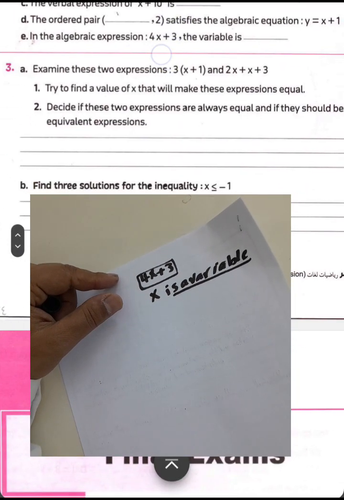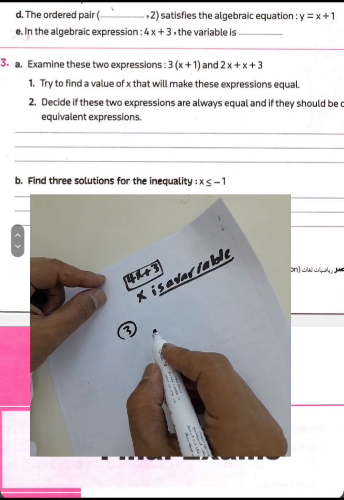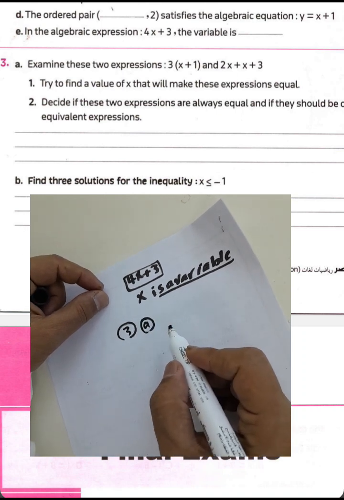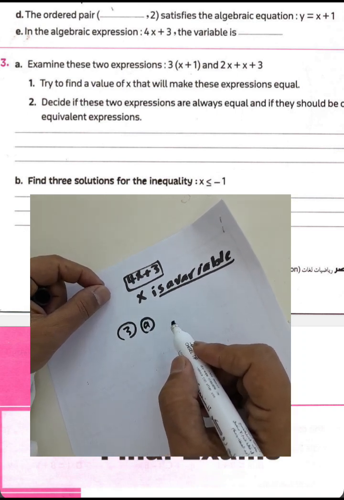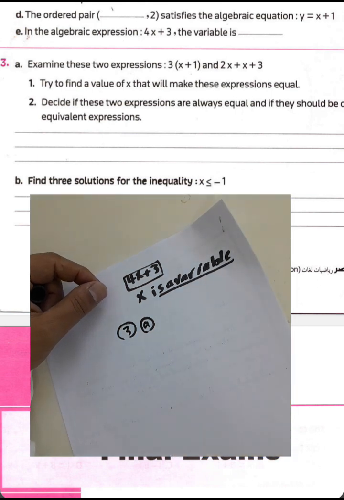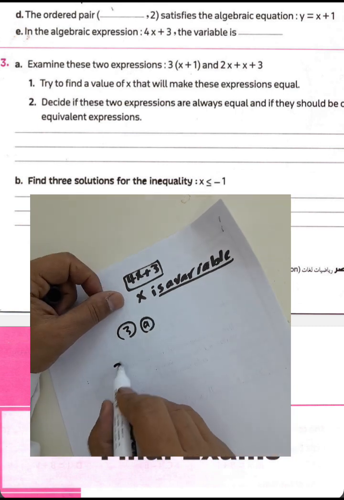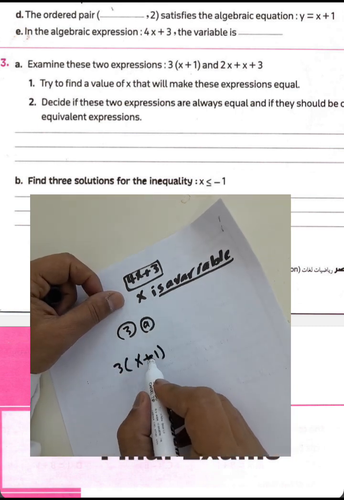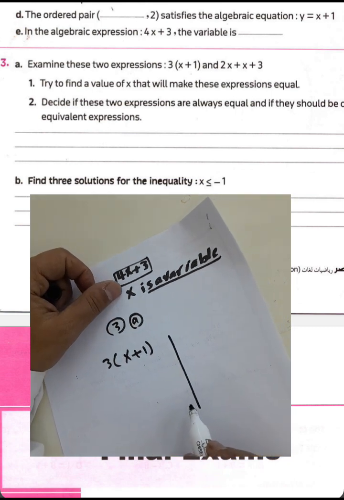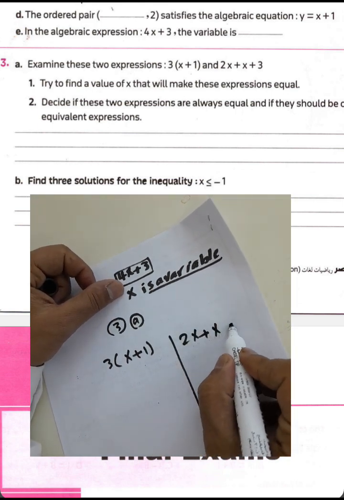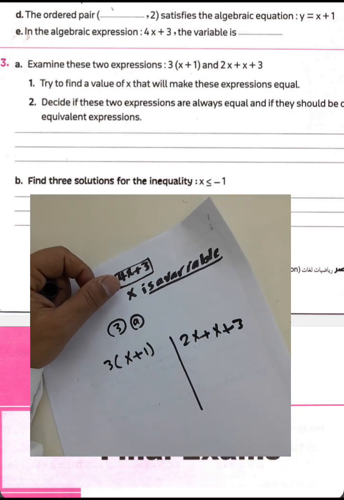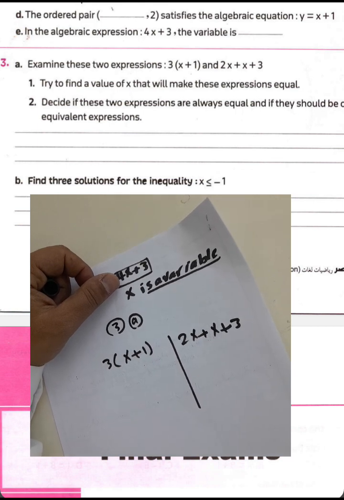Next question. Question number 3, letter A. Examine these two expressions: 3 times the sum of x and 1, and second expression, 2x plus 3. Try to find the value of x that will make these expressions equal.